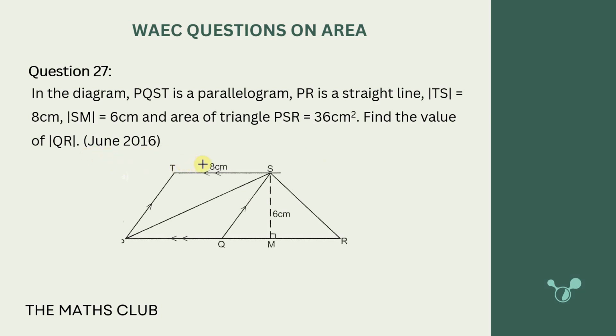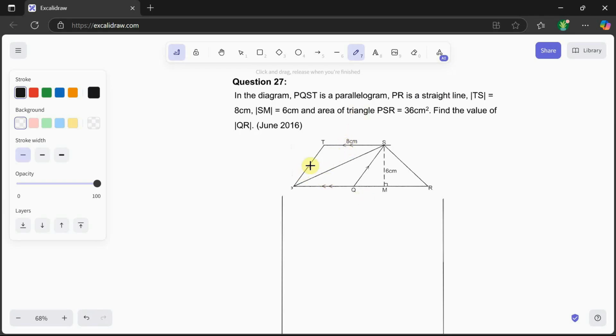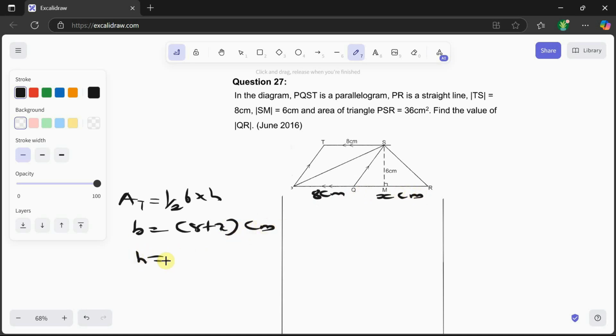Let's take it from June 2016. If this guy is 8 centimeter and this line is between two parallels, so this guy is also 8 centimeter. We're told to find the length of this QR, so let this be X, but we're told that the area of the triangle PSR is 36 centimeter squared. What do you know about area of triangle? Area of triangle is half base times height. So what is the base here? The base here is PSR, so the base is 8 plus X centimeter. Our height is 6 centimeter.